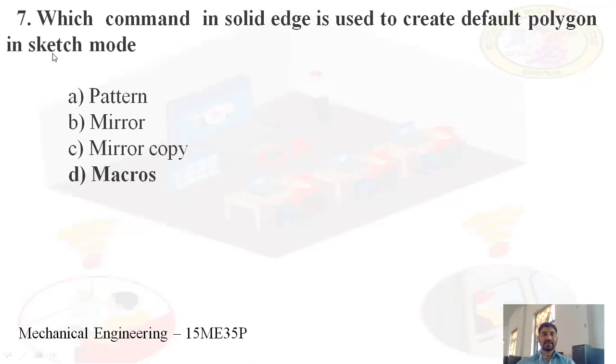Next, the last question is which command in solid edge is used to create the default polygon in sketch mode? So in the end, we have discussed about the macros, where I have drawn a simple hexagon by entering sides and a flat length. This is macros. The pattern is used for copying the feature. Mirror is also used for copying the feature, and mirror copy is also used for creating a copy of the pattern. The macros is the correct answer.